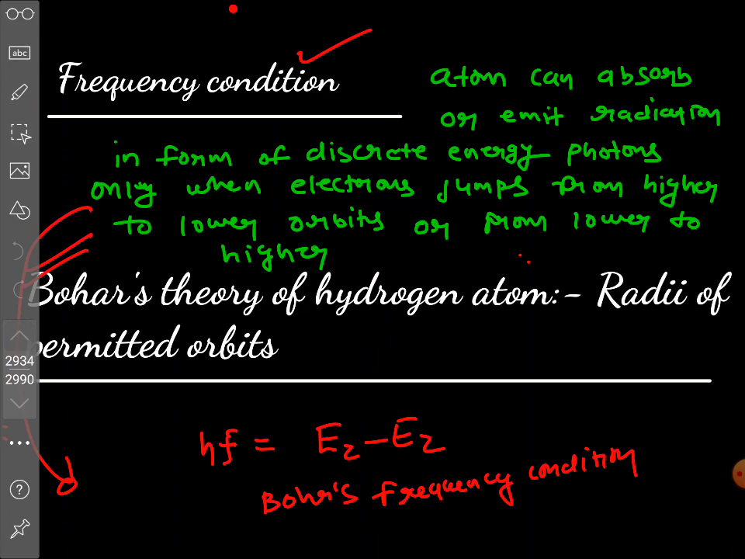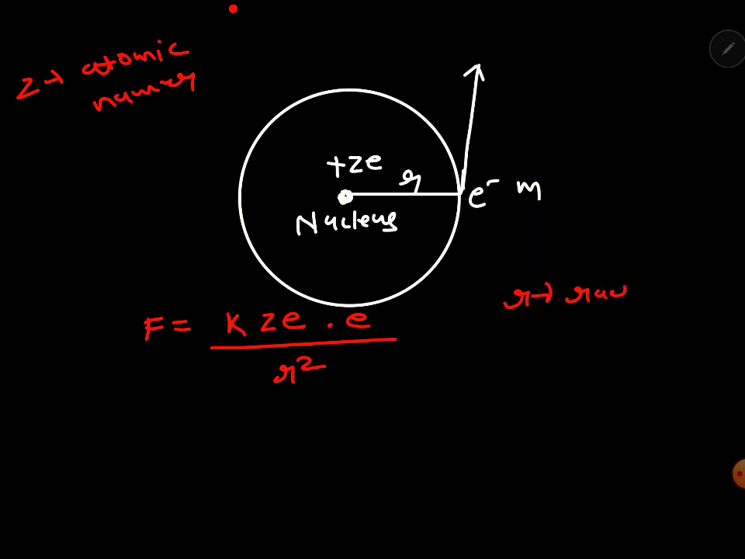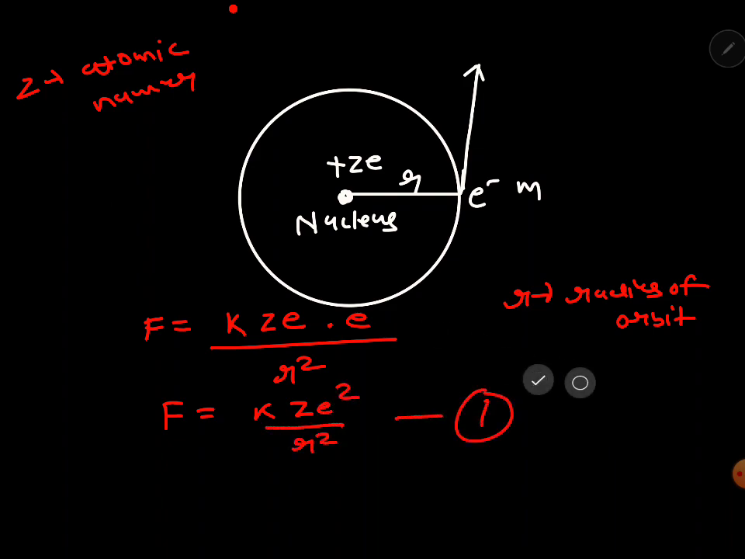So this R is the radius of the orbit. So we can say that this electrostatic force is equal to k Ze² upon r². You can consider this as equation number 1. You must know that k is the electrostatic constant. Its value is 9 into 10 to the power 9 newton meter square per coulomb square, right?